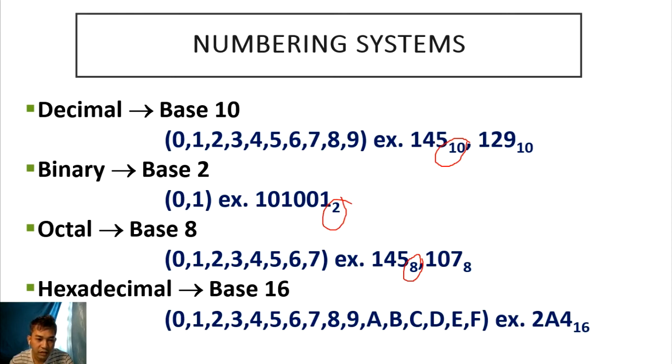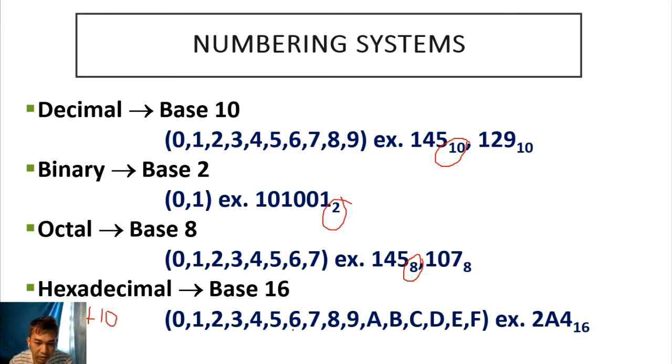And then the last number system that we're going to discuss is the hexadecimal, also known as base 16. So tinawag siya na base 16 from the word itself. We have the hexa, which is 6, then deci, which is 10. So i-add natin yan, so we have 16. Kaya siya base 16.